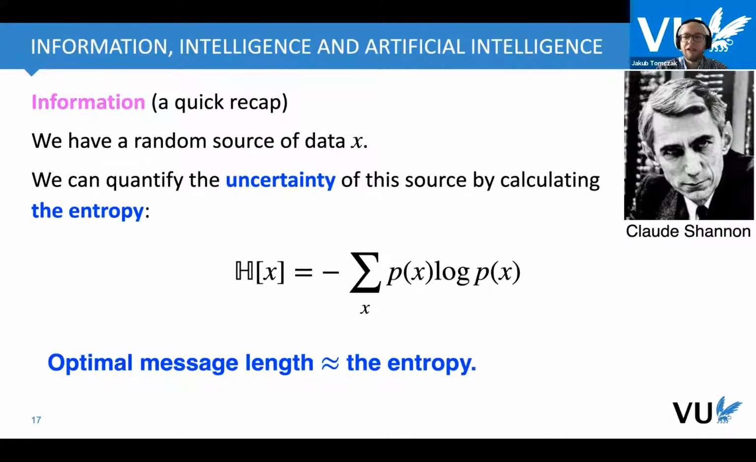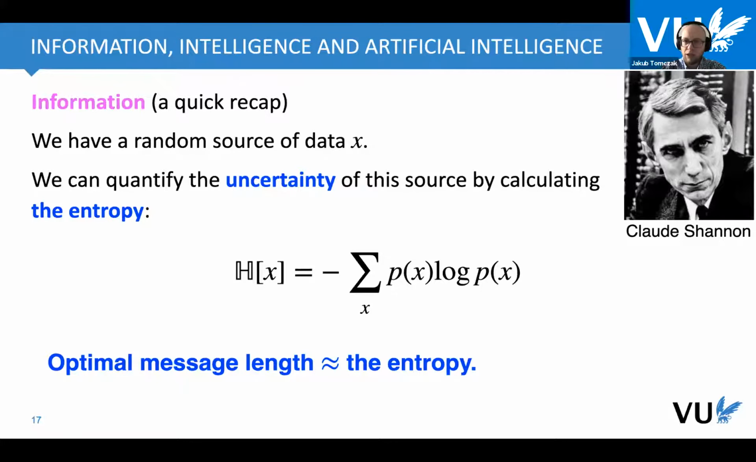And the second thing that he showed, and this was a milestone, is that the optimal message length. So when we send something, and I want to send some message to you, I'm using language and these slides. So the optimal message length is more or less, we can think that this is the entropy of this source of data, okay? So that's why this is so important.